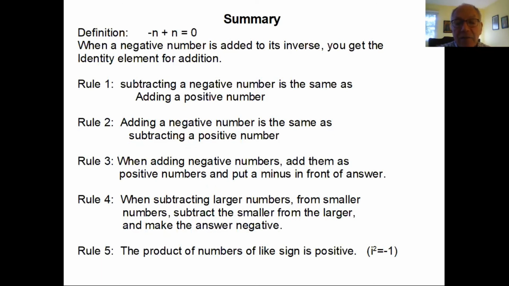When adding negative numbers, add them as positive numbers and put a minus sign in front of the answer. It's pretty easy to remember. And when subtracting larger numbers from smaller numbers, subtract the smaller from the larger and make the answer negative. And by practicing these, it makes it easy for us to remember the rules. And our fifth rule is the product of numbers of like sign is positive, which leads us to draw the conclusion that I squared is equal to minus 1.